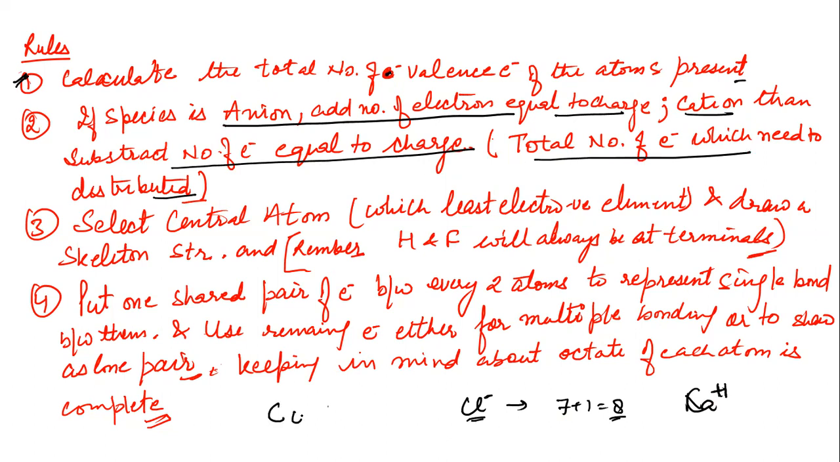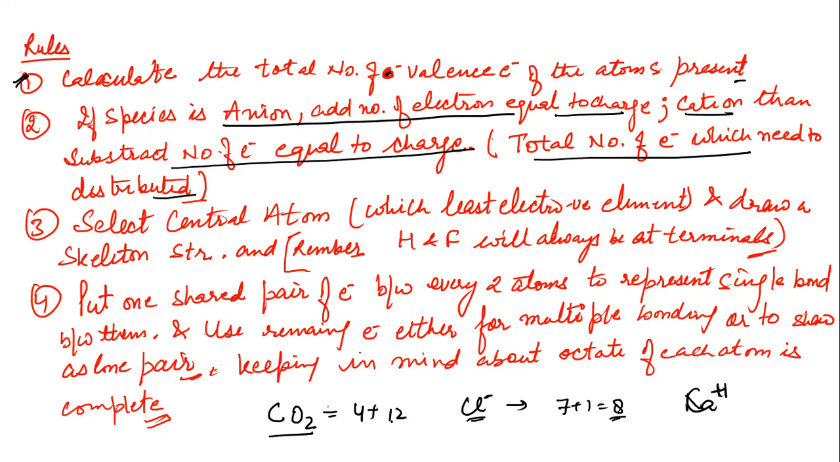Now suppose I give you the example of CO2. In CO2, what is the valence of carbon? It's 4. And each oxygen will have how many valence electrons? 6. Now 2 oxygens are there, so 6 plus 6 is equal to 12.